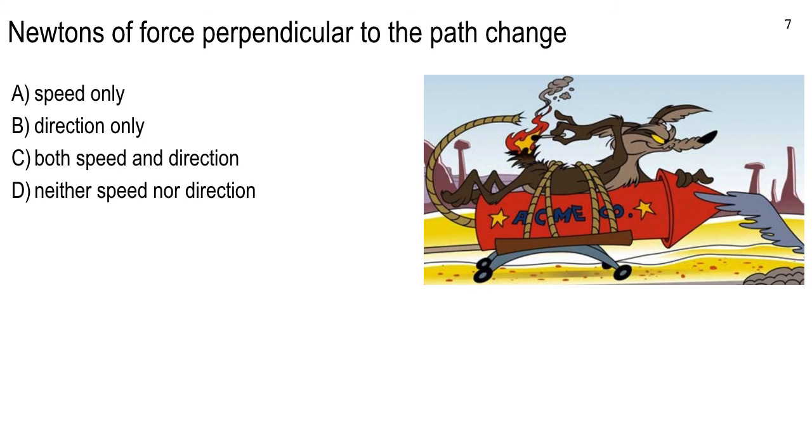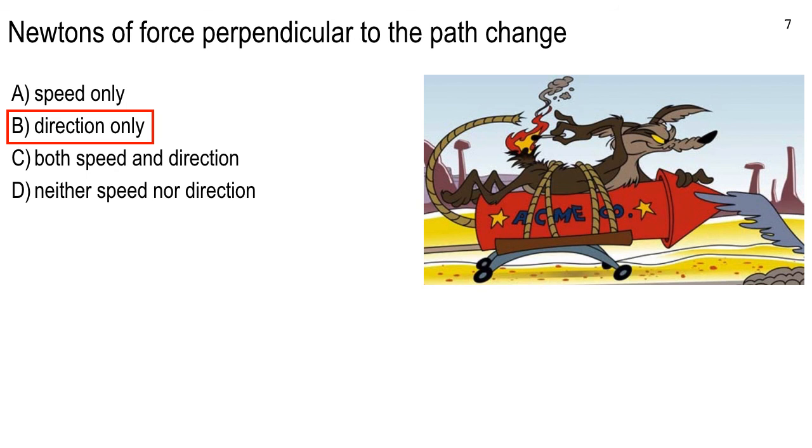Okay, 10 seconds to vote. 10, 9, 8, 7, 6, 5, 4, 3, 2, 1, 0. Okay, let's see what you guys voted. Uh-oh. Boy, we should have gotten 100% on this. The answer is direction only. So that's B, and look, we got a problem.